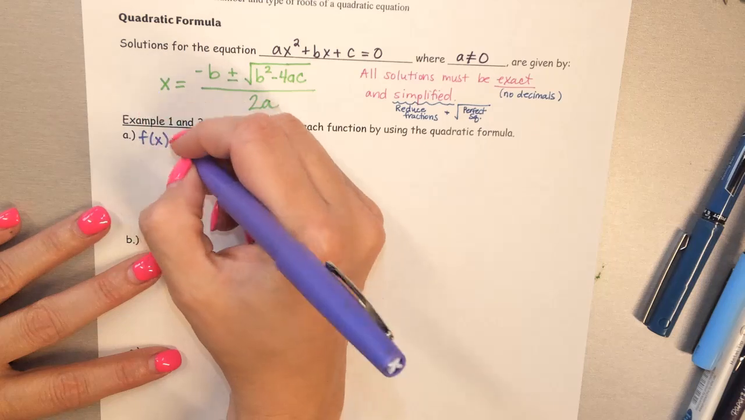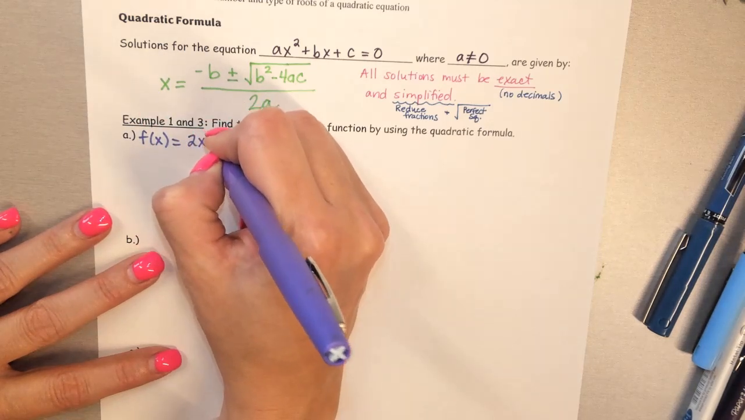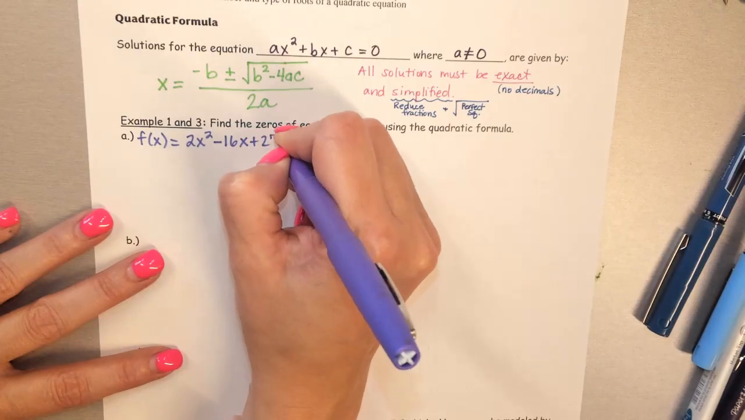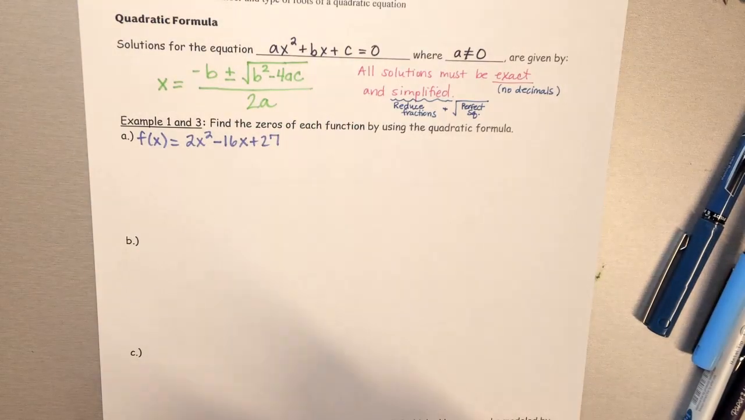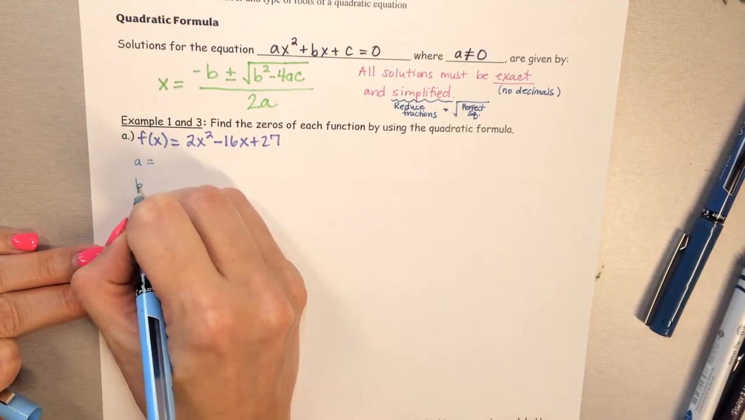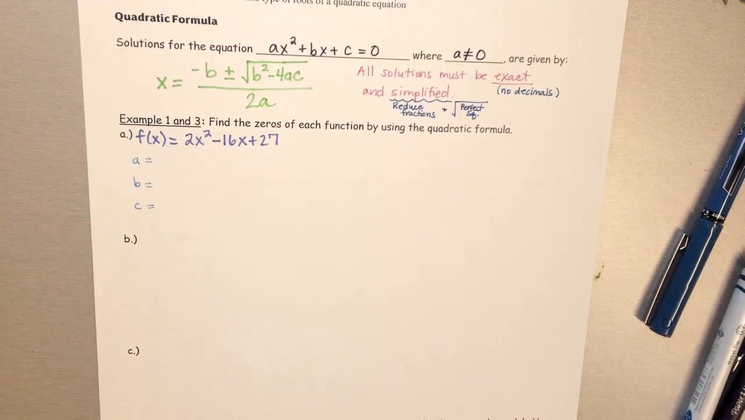Okay, and so when we start doing the quadratic formula, I want you to begin by identifying the A, B, and C. Once you plug those into the formula, I want you to see how far you can go simplifying without your calculator.